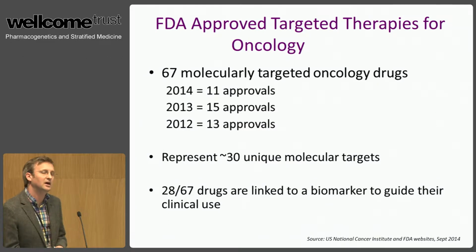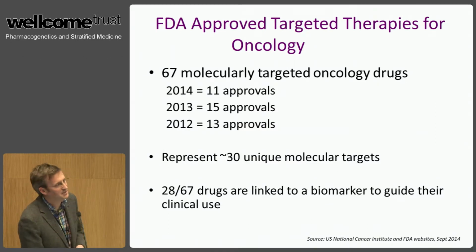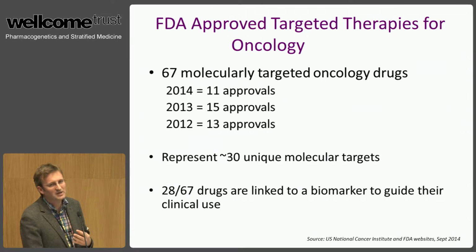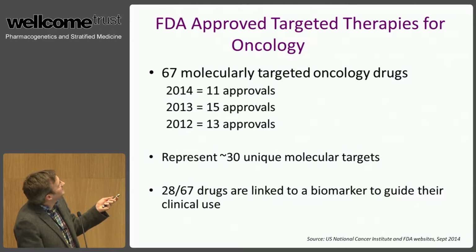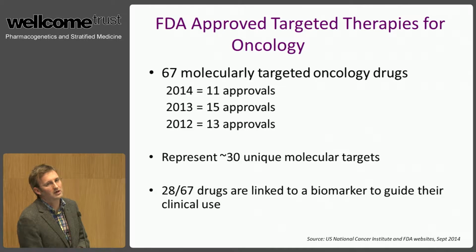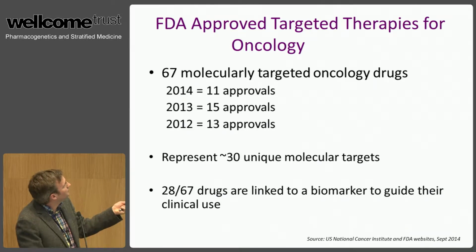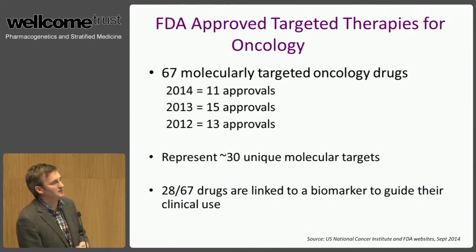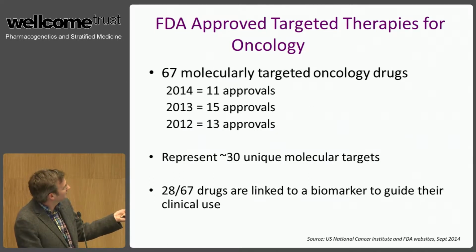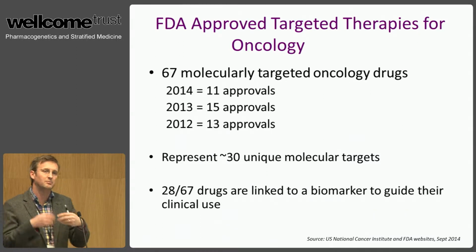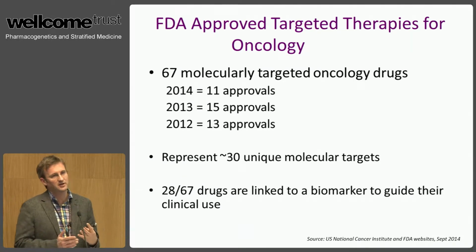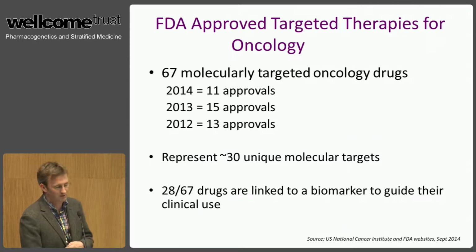I actually did a survey of oncology drugs in September of last year, looking at the website of the National Cancer Institute in the US, as well as the FDA. And there are 67 molecularly targeted oncology drugs. You can see the approvals per year, and it's fairly consistent. These represent about 30 unique molecular targets in oncology. And just over 40% of these are linked to a biomarker that allows us to select patients in the clinic. So already there has been a significant adoption of patient stratification in the oncology setting.